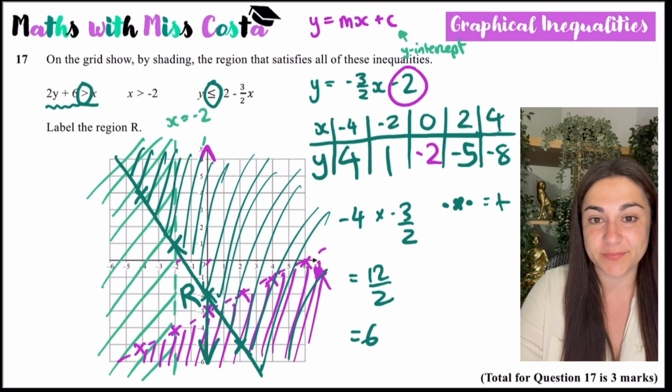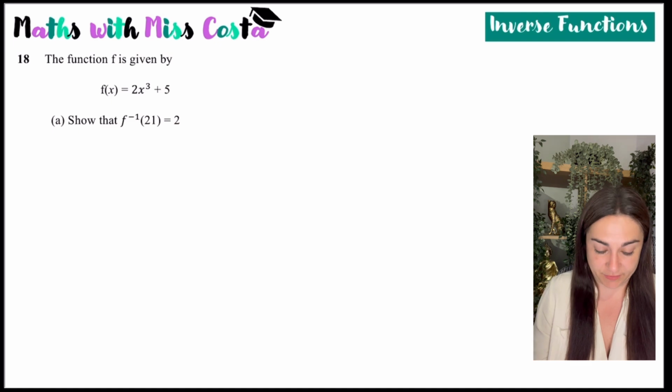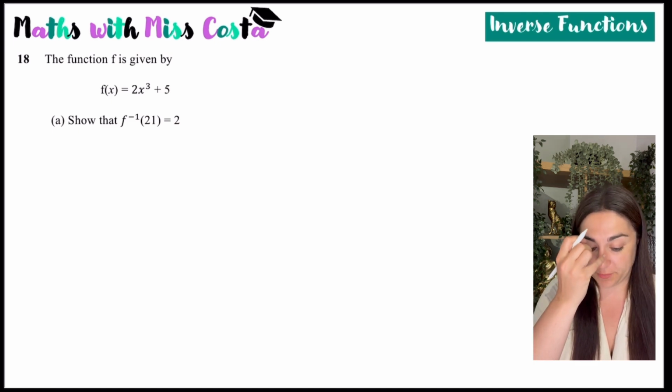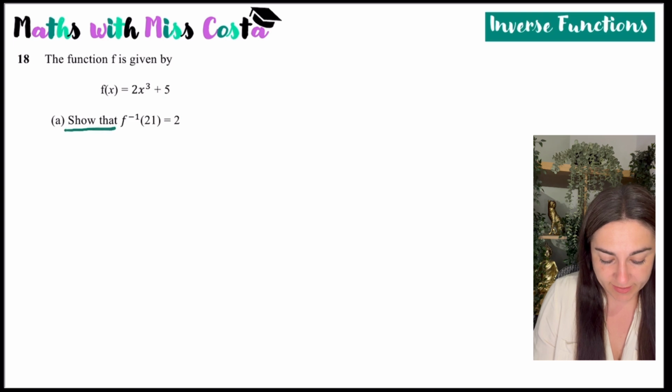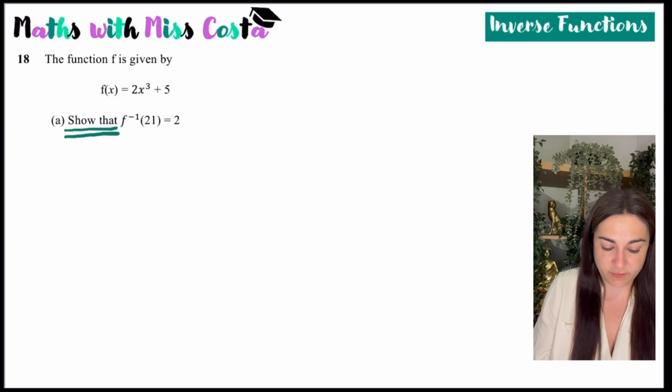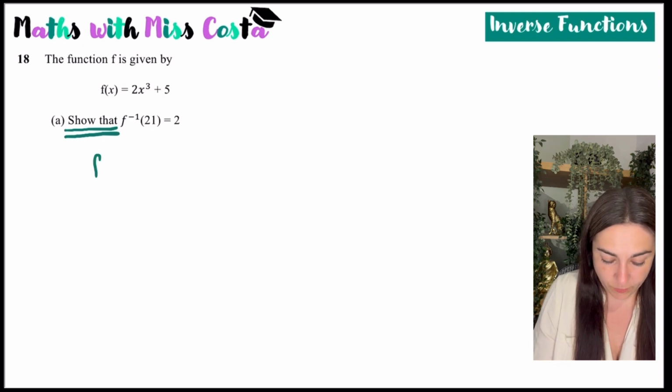Okay, so here we've got inverse functions. I'm told that the function f is given by f of x is 2x cubed plus 5. And I need to show, which means I need to show each step of my working, that the inverse of f of x, with f of 21, is 2. So the first thing I want to do is work out what the inverse of x is.